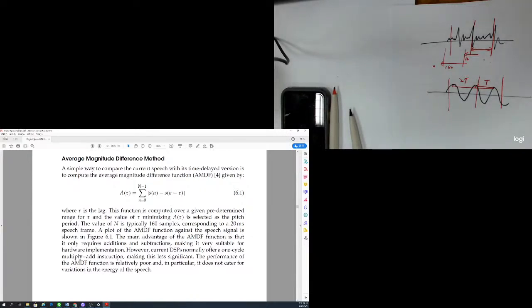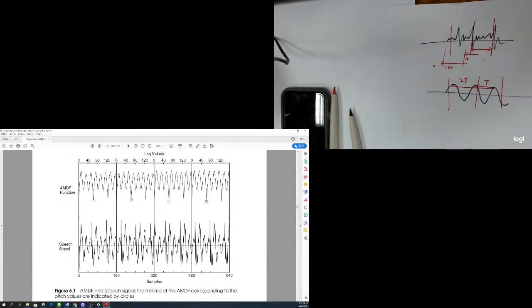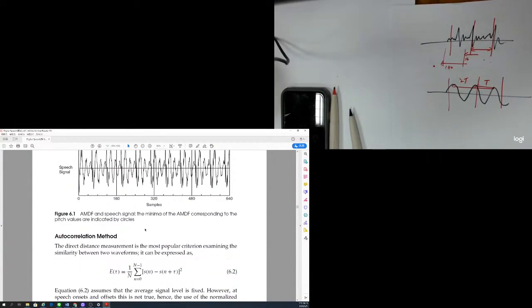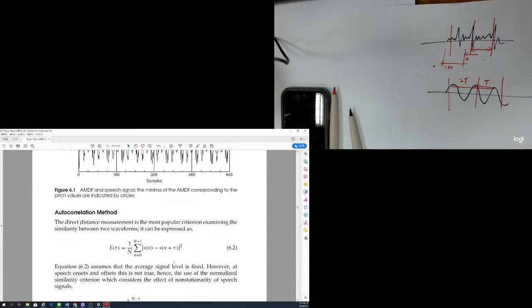Sometimes, because it's not finding the pitch, they may find a double pitch. So another approach is to use autocorrelation. This one uses mean square error, whereas the previous one used absolute value.